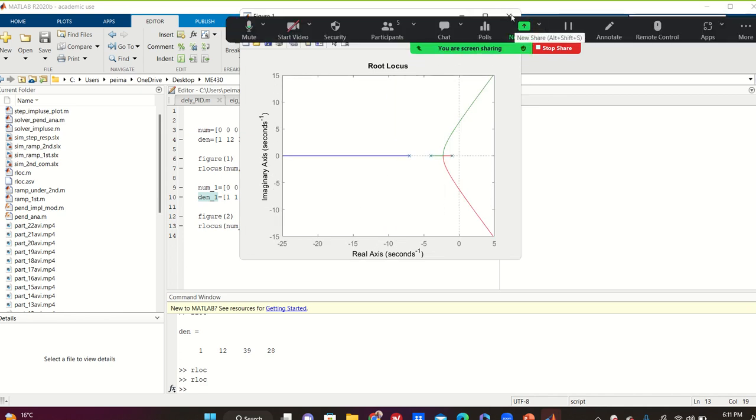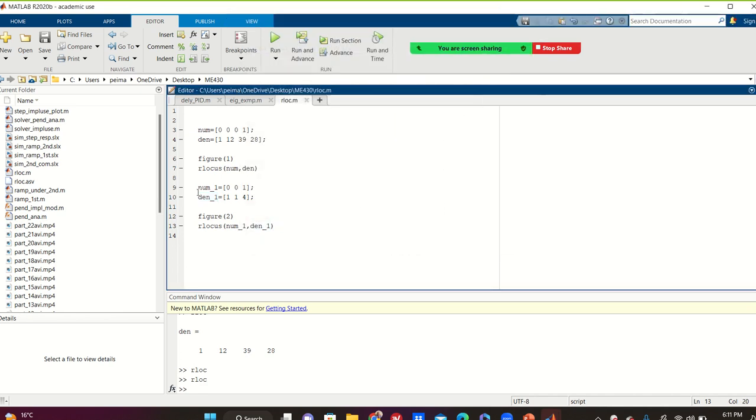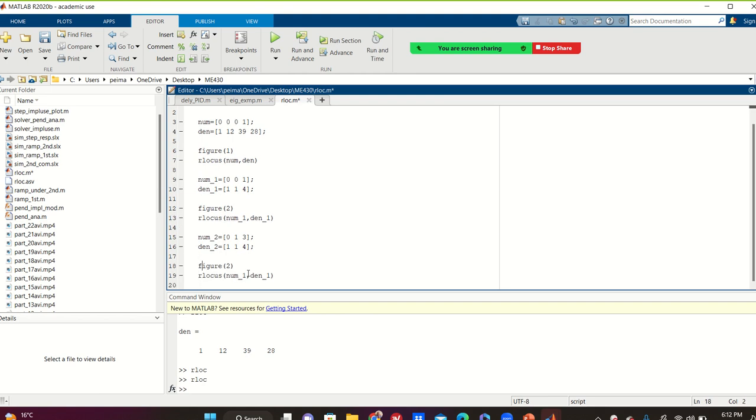Now, let me add a zero to this system, not only poles. I'm going to have the underdamped system, but I'm going to add a zero. Add minus 3. Let me put that at 3. I'm adding a zero. 2, 2. I'm gonna add this as figure 3. And 2 and 2. Now let's see what's the difference by adding a zero.